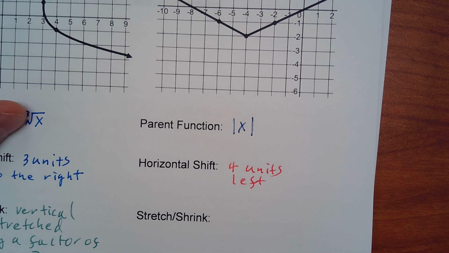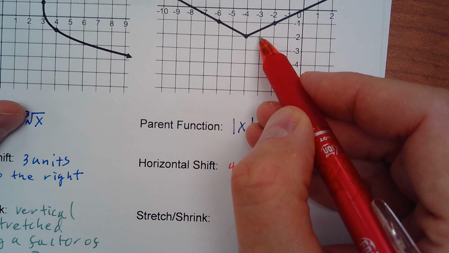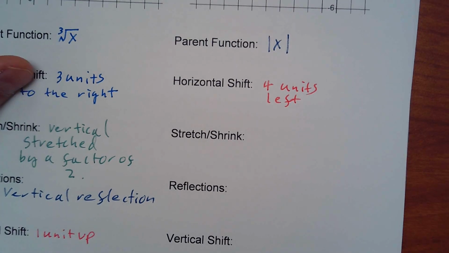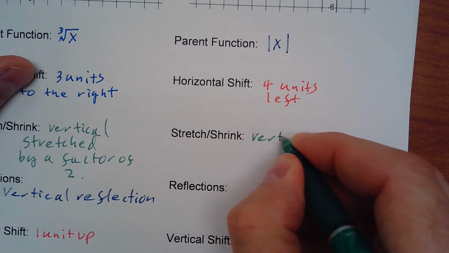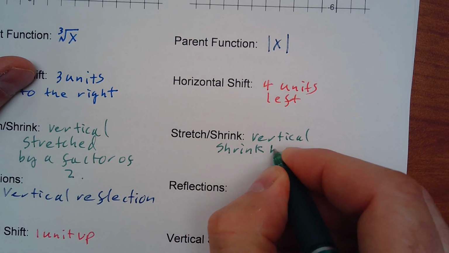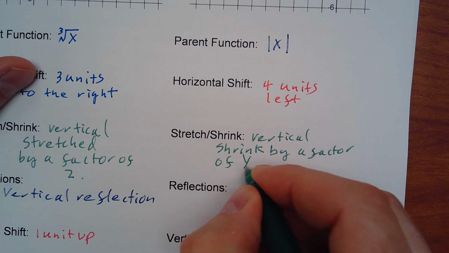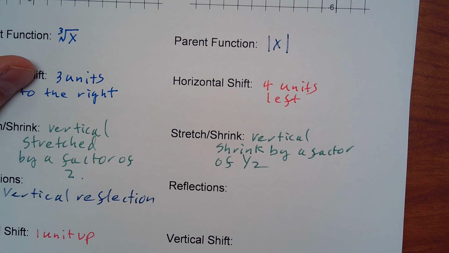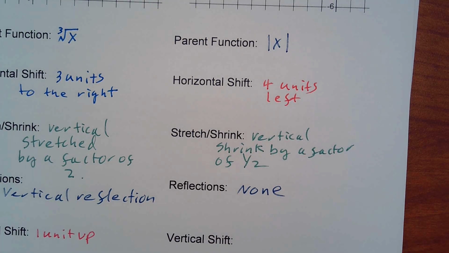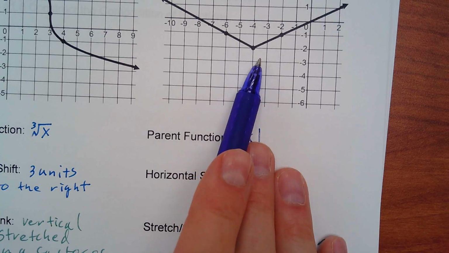Alright, so has this been shrunk or stretched? Looks like we have a shrink. I'm going 1 over, but only going up a half. So it's a vertical shrink by a factor of 1/2. In terms of reflections, there's none. Vertical shift, well, it's been shifted. If I look at my graph, it's been shifted down 2.